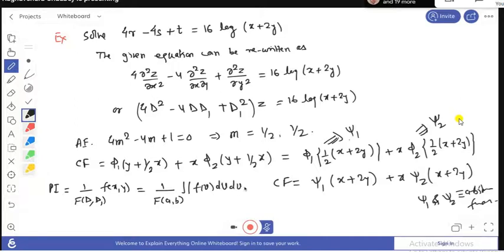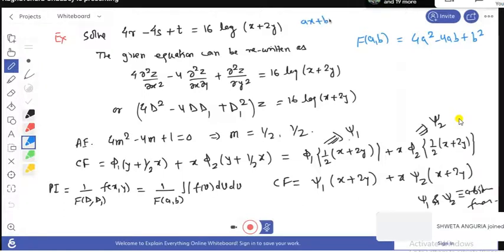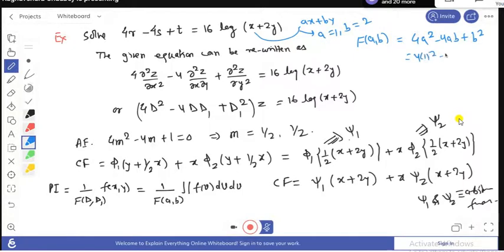Okay, so what is the value of f(a,b) here? If we are interested in finding the value of f(a,b), we have to put D equals a and D1 equals b, giving 4a square minus 4ab plus b square. So this is your value. If we compare with ax plus by, what is a here? Comparing, a equals 1 and b equals 2. So now putting a equals 1, we get 4 of 1 square minus 4 times 1 times 2 plus 2 square. So what is the value?